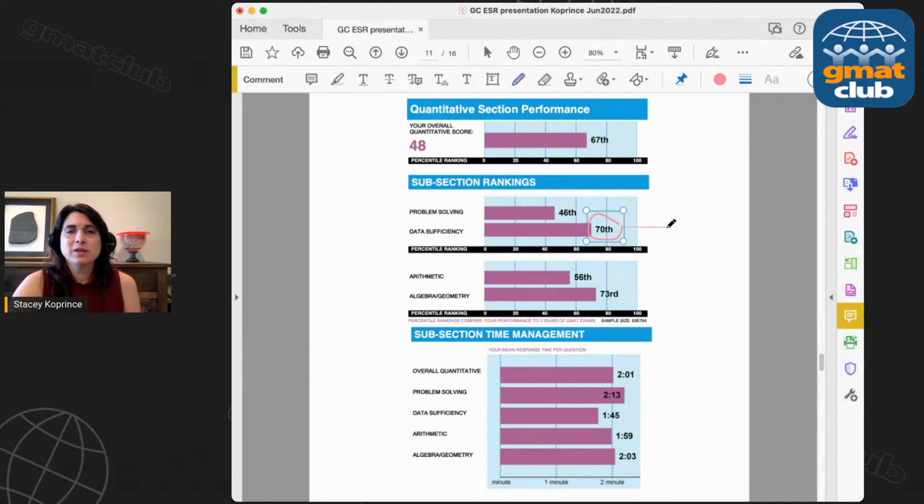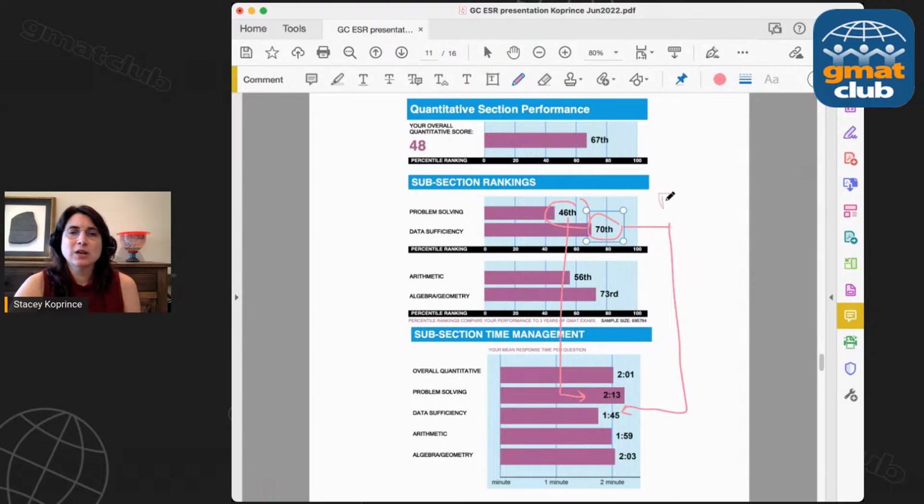But also compare this to down here. Notice what's going on there? This person's great at data sufficiency. They're at 70th percentile, and they're answering it fast. Supposed to average about 2 minutes. They're spending 30 seconds per question longer on problem solving and getting fewer of those right, and missing basically the same level questions that they might actually be answering correctly on data sufficiency.